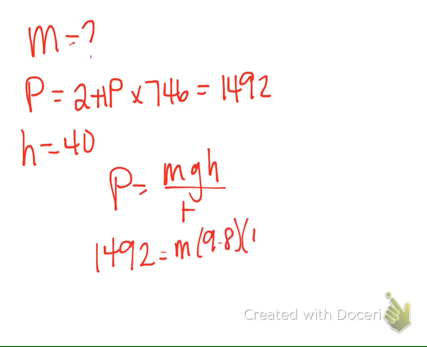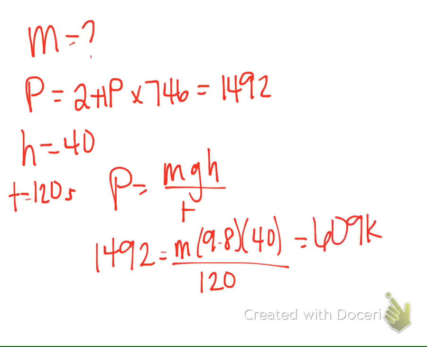What do I need? Kilograms? Yes. So the order of doing this doesn't matter, right? Like if I multiply 9.8 times 30 and then divide by 120, that's fine. Then you have to take 1492 divided by that answer. You got 609? Yeah.